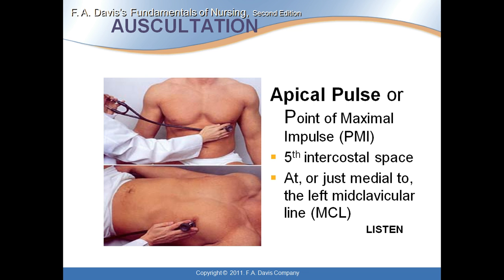And let's see here, apical pulse. It's the point of maximal impulse. It's the fifth intercostal space. It's just below the nipple line on the left-hand side, and it's medial to the left midclavicular line. So I basically take the left clavicle and just follow it down right below the nipple, and there it is.